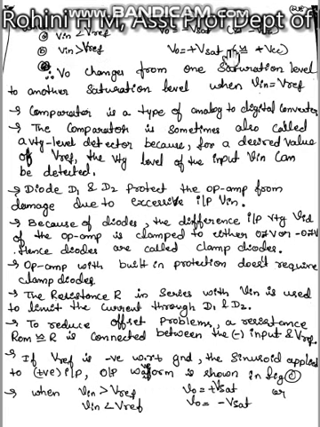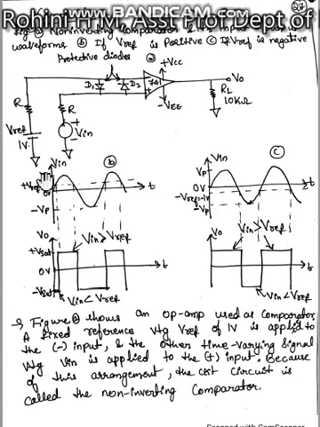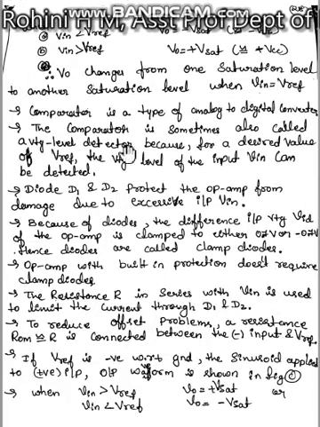So a comparator is a type of analog to digital converter. Here the sinusoidal input is analog, whereas the output is a pulsating form which can be represented as 0 and 1. So we can call it an analog to digital converter. The comparator is sometimes also called a voltage level detector, because for a desired value of V reference, the voltage level of the input Vin can be detected.